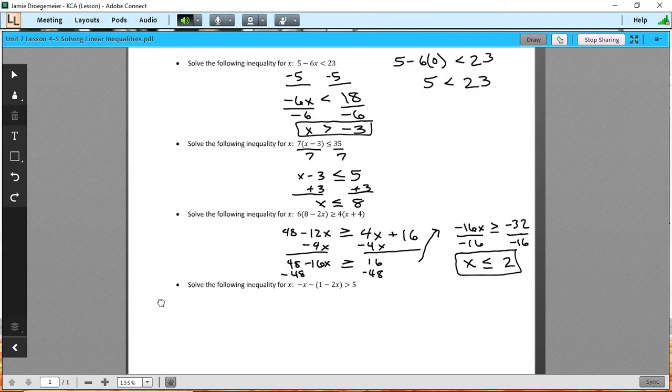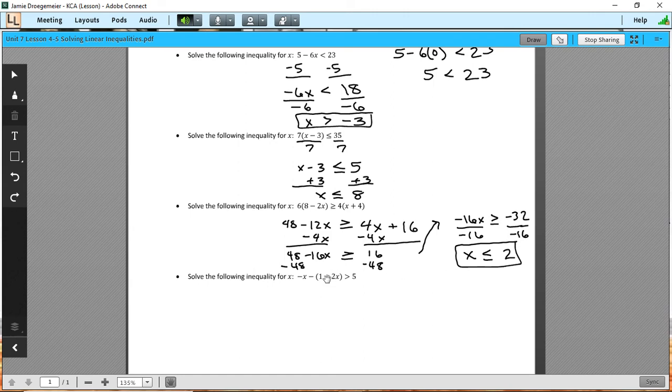All right, one more example here. We've got negative x minus the quantity 1 minus 2x is greater than 5. And so anytime I have this minus and then I have the quantity, you want to think of it as we're distributing that negative to each term that's inside of the parentheses. So it kind of flips that sign. This becomes negative 1, and then a negative times that negative 2x makes that a positive 2x is greater than 5. And now we can start to solve.